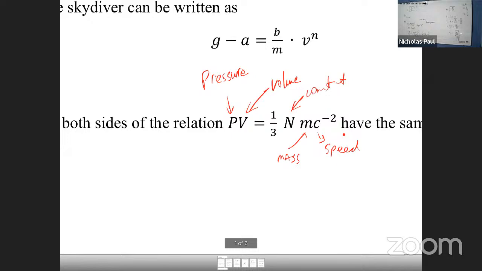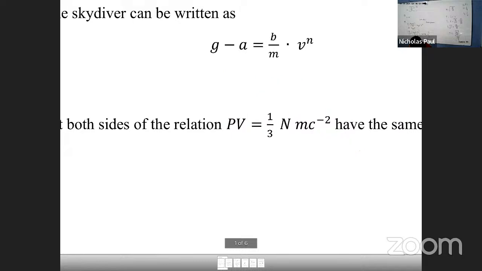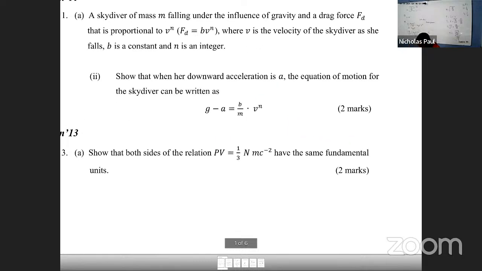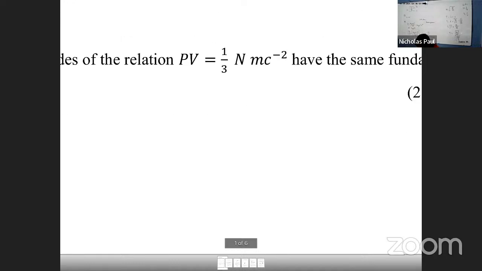Homogeneous. Yeah, check and see if the units on both sides are the same. Watch it here. Show that both sides have the same fundamental units. So you just check it to see if they're homogeneous. But it's a proof actually. Anybody get it?